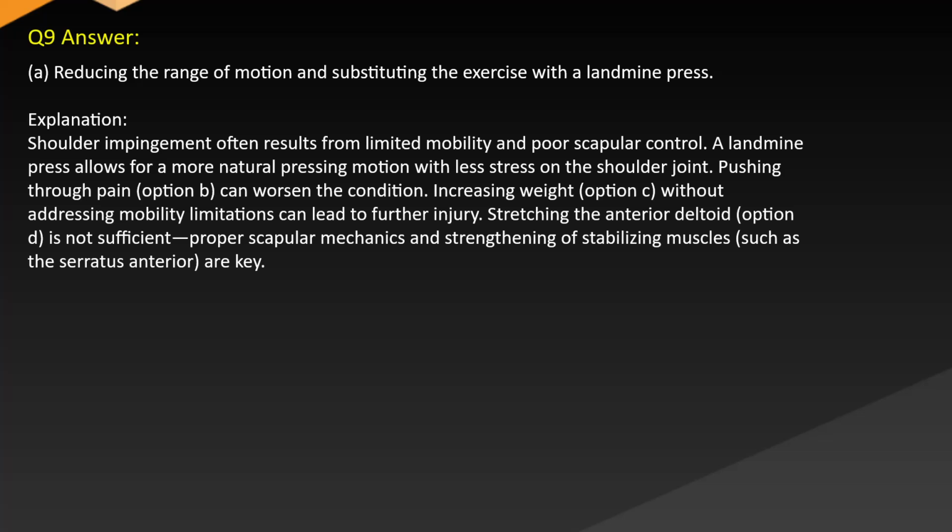Answer A. Reducing the range of motion and substituting the exercise with a landmine press. Explanation. Shoulder impingement often results from limited mobility and poor scapular control. A landmine press allows for a more natural pressing motion with less stress on the shoulder joint. Pushing through pain, option B, can worsen the condition. Increasing weight, option C, without addressing mobility limitations can lead to further injury. Stretching the deltoid, option D, is not sufficient. Proper scapular mechanics and strengthening of stabilizing muscles, such as the serratus anterior, are key.